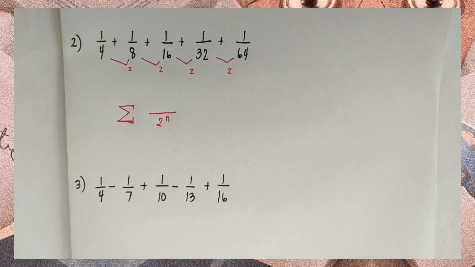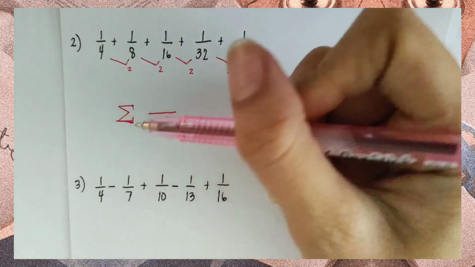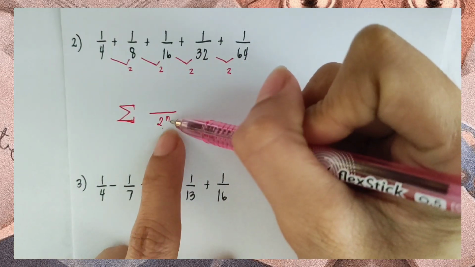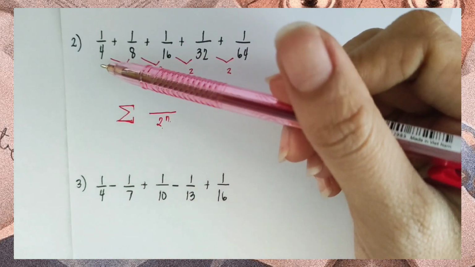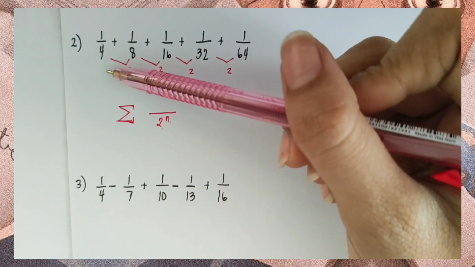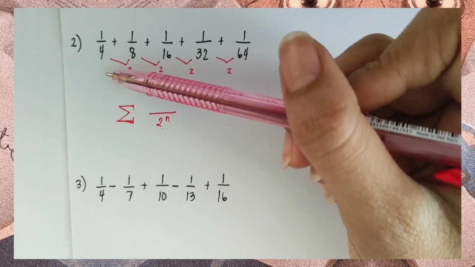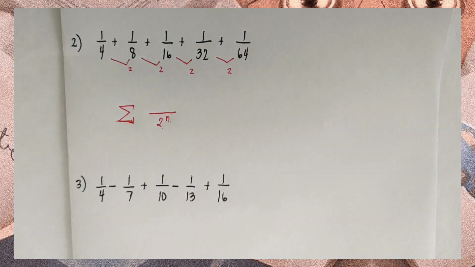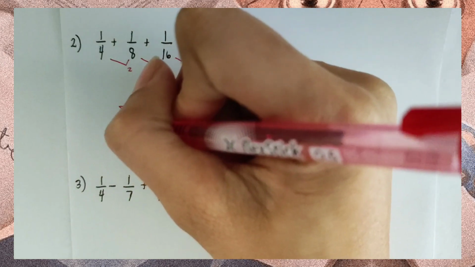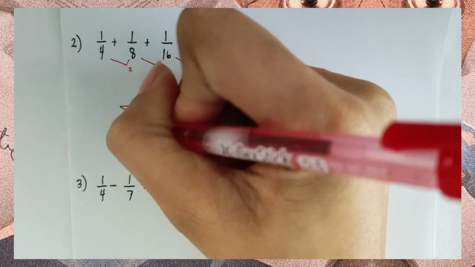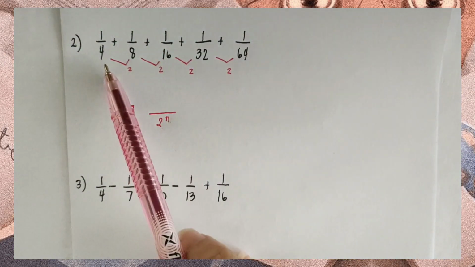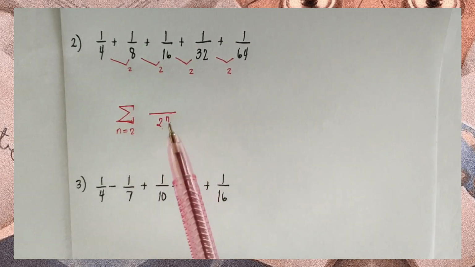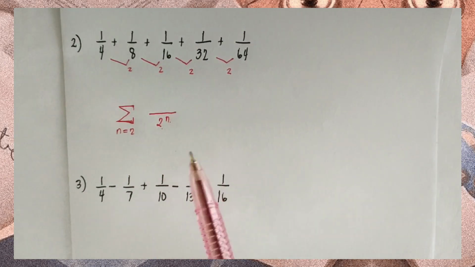Let us say our n is equal to 1. If n is equal to 1, 2 raised to 1 is 2. But not 4. Meaning to say, we should not start with 1. So, where do we start? Very good. We should start at 2. If our starting point is 2, let's check. 2 raised to 2 is 4. 2 raised to 3 is 8. 2 raised to 4 is 16, and so on.